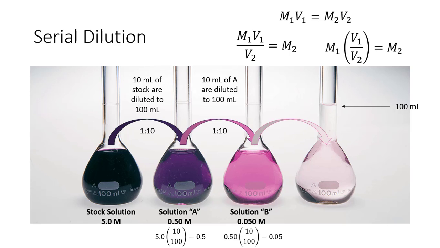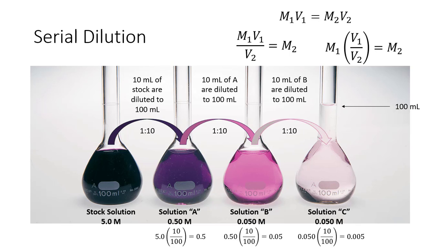And then we can do that again, where we take from B to C, and we're going to take 10 milliliters of B, dilute it to 100. You can see how it's getting even lighter pink. Still a 1 to 10 dilution ratio. And when you put the math into the M1V1 equation, you start out with a new molarity, that of solution B, times the volume of B, divided by your total volume. And so that's what you see here in order to get our molarity of solution C.